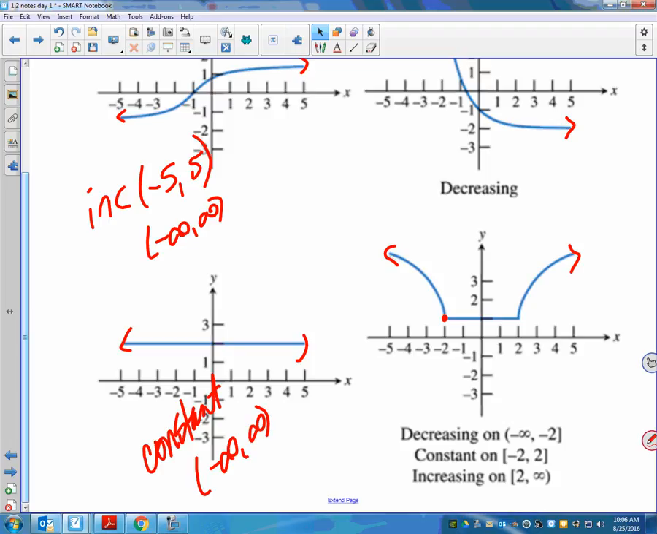In calculus, on the AP exams, they count it either way, because there's this argument about it. And so that's what we're looking for there.